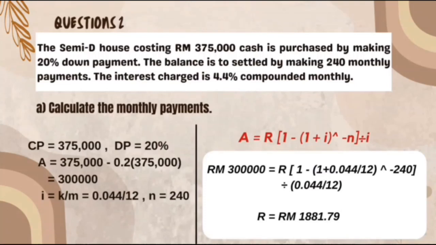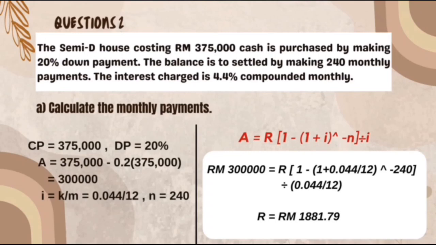The Semidi house costing RM375,000 cash is purchased by making 20% down payment. The balance is to be settled by making 240 monthly payments. The interest charge is 4.4% compounded monthly. A. Calculate the monthly payment.